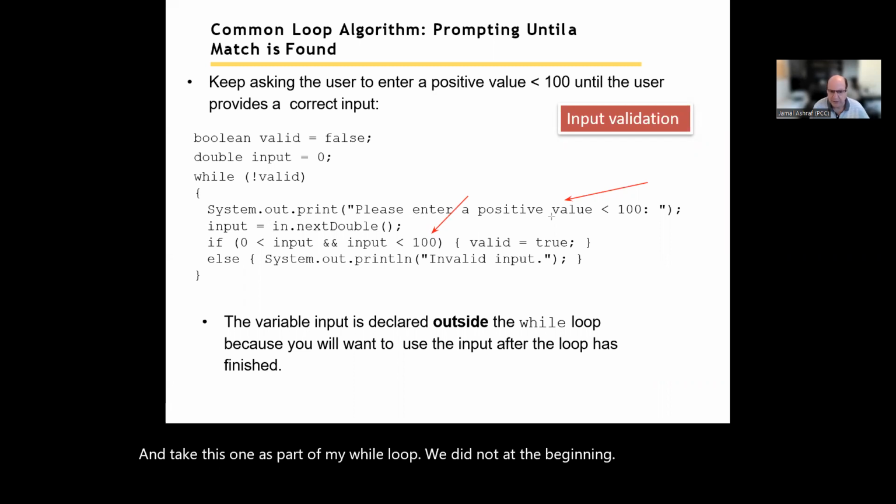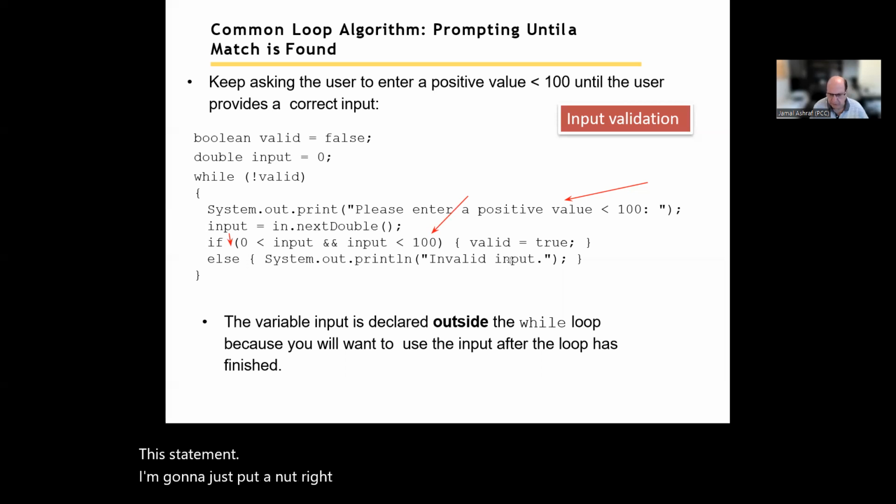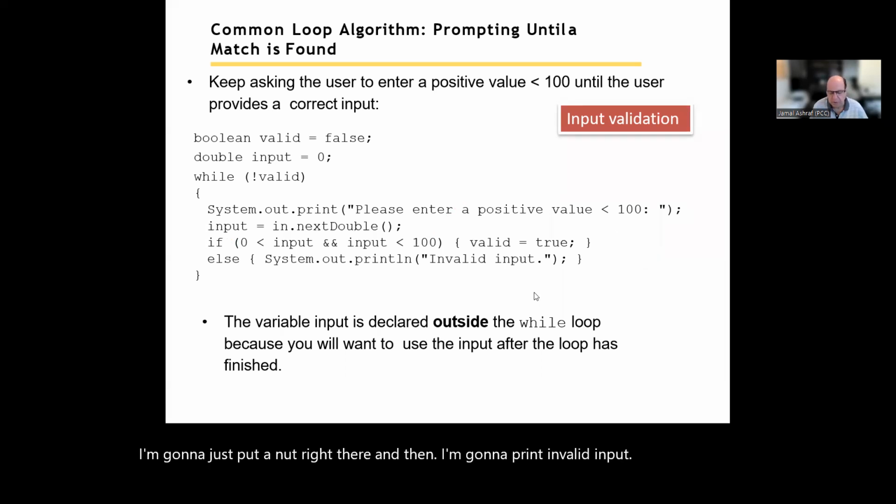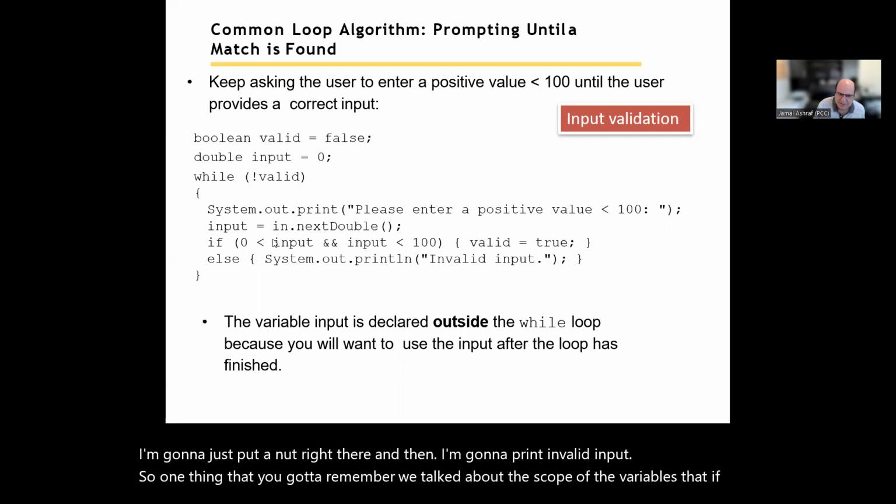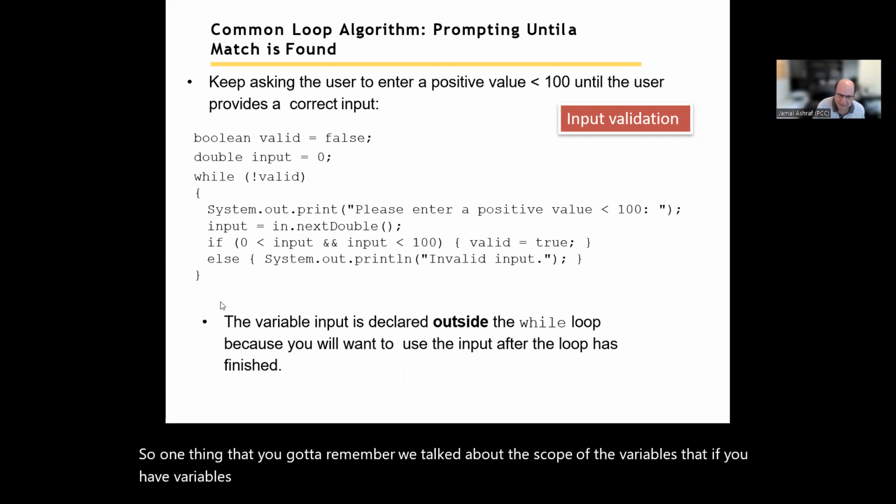So I'm going to ask, enter the value. I'm going to read a double, and I'm going to say while not this statement. I'm going to just put a not right there, and then I'm going to print invalid input. So one thing that you've got to remember, we talked about the scope of variables: if you have variables inside of this while loop, they are not available outside. So if you declare something in here, it's not going to be available outside.